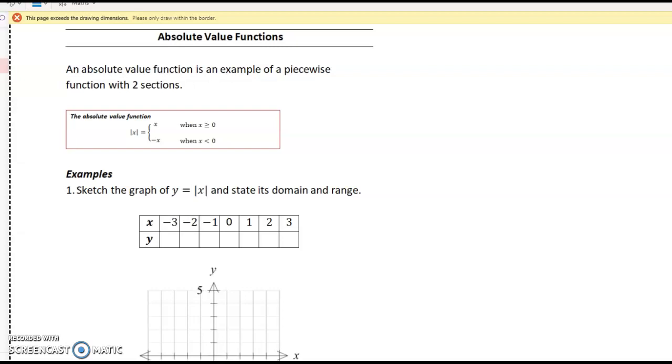Boys, today we're looking at absolute value functions. So yesterday we just looked at solving absolute value equations. Today we're looking at, well, what does an absolute value function look like graphically? And so we'll look at a couple of examples here.